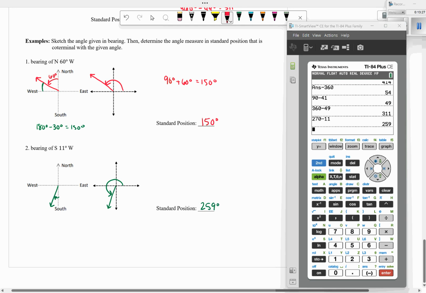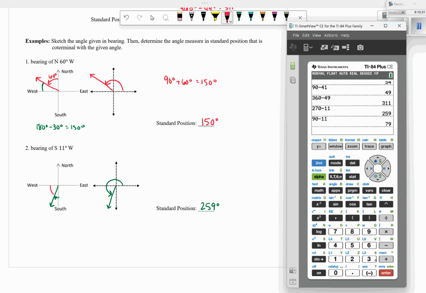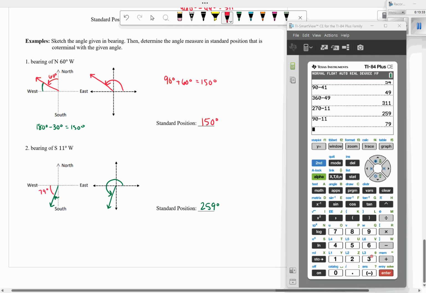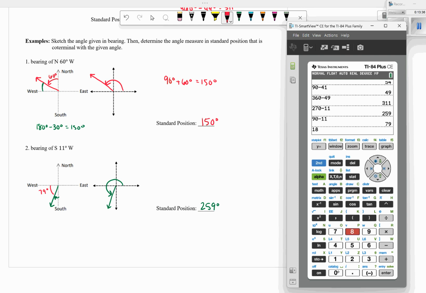Or I could figure out the reference angle. So we know if that's 11 degrees, then 90 minus 11 means the reference angle is 79 degrees. So then I could do 180 plus 79 and also get 259.